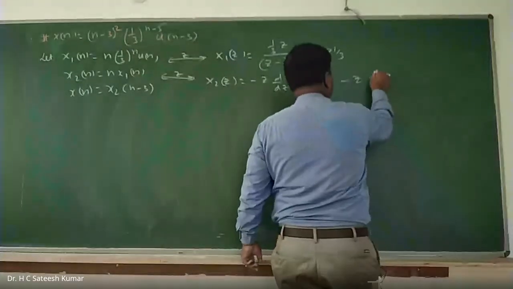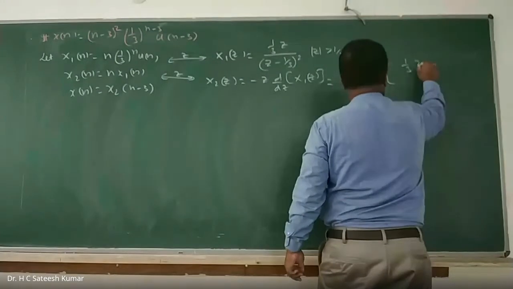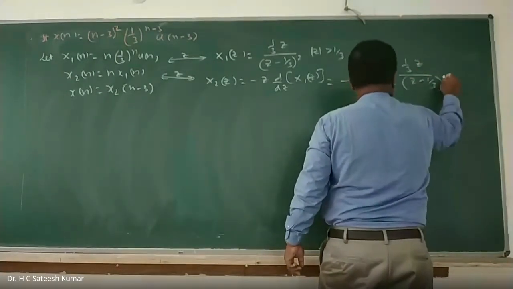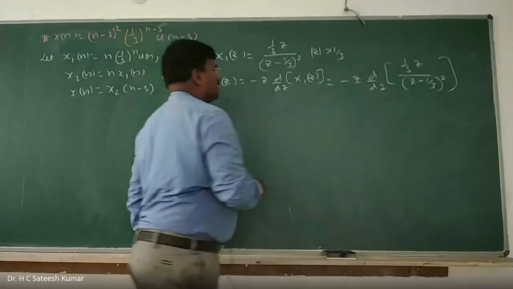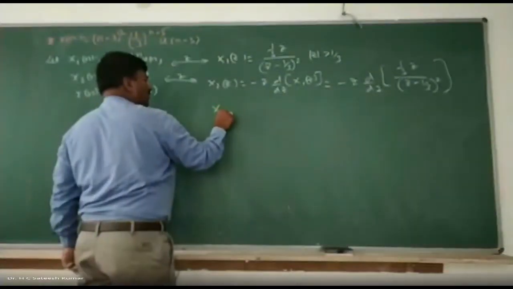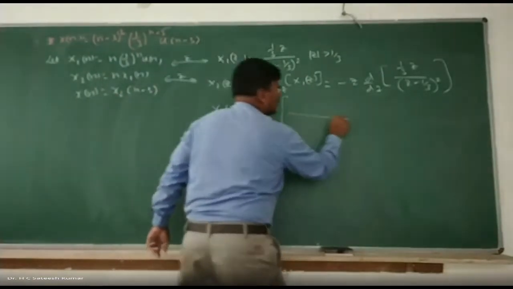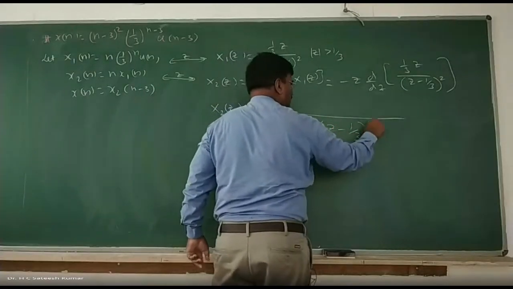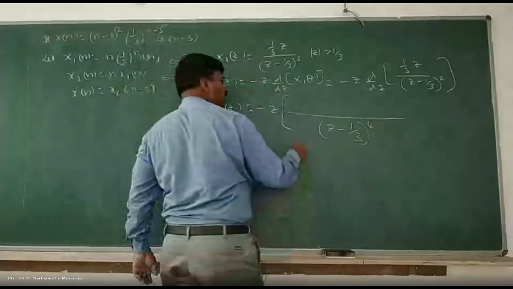Minus z into d by dz of x1 of z is what? 1 by 3z divided by z minus 1 by 3 whole square. Now you differentiate this one, similar to one earlier problem we did. x2 of z is equal to minus z into, the denominator is whole square, z minus 3 whole to the power of 4, already square is there. Therefore, we'll get z minus 3 whole to the power of 1 by 4.